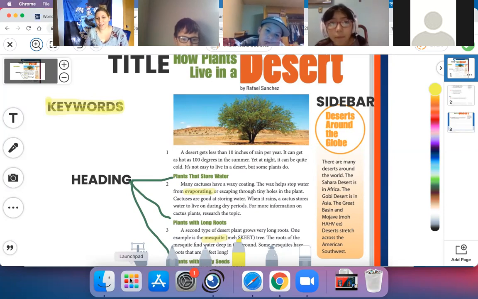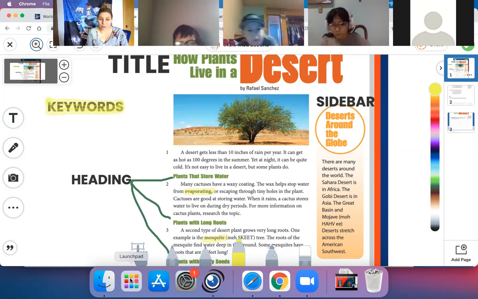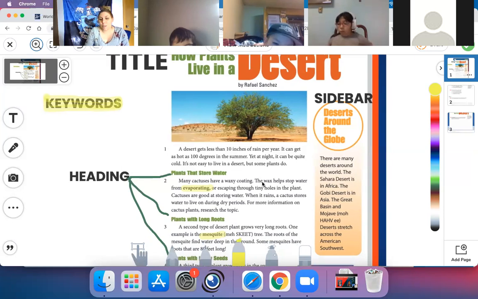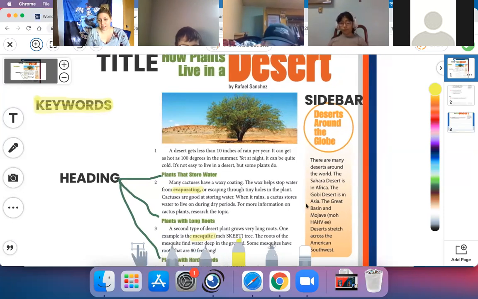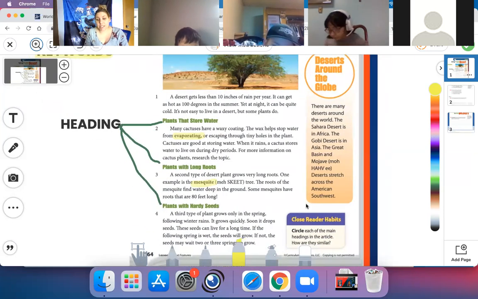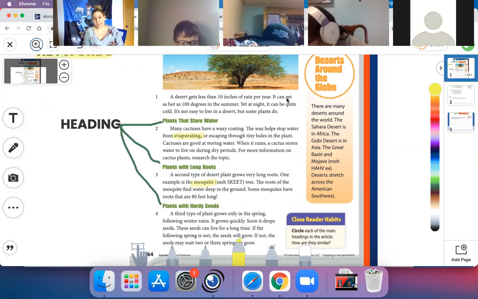All right, so now I'm going to read this story to you, and we are going to be thinking about how do these text features help us understand what we're reading. How Plants Live in a Desert by Rafael Sanchez. A desert gets less than 10 inches of rain per year. It can get as hot as 100 degrees in the summer. Yet at night, it can be quite cold. It's not easy to live in a desert, but some plants do.